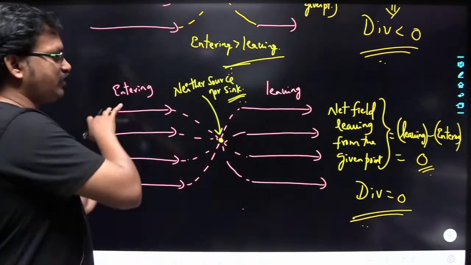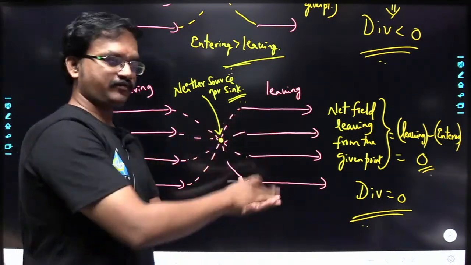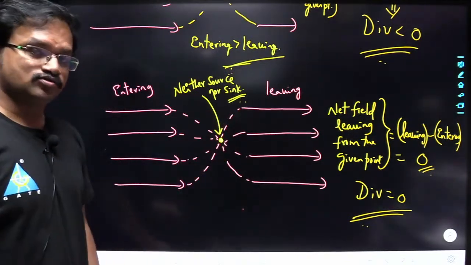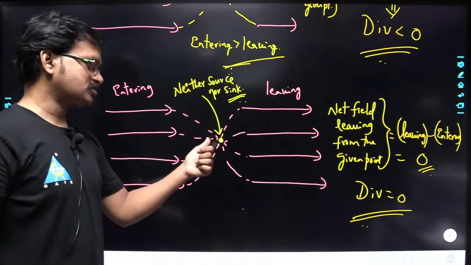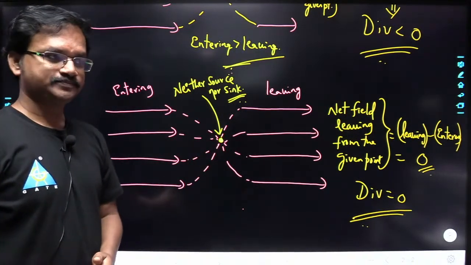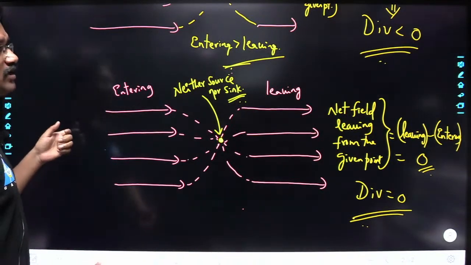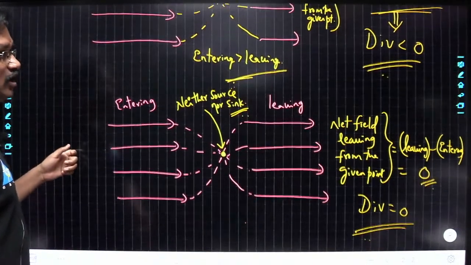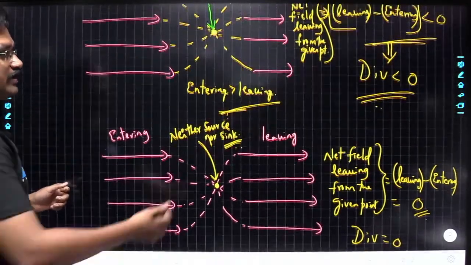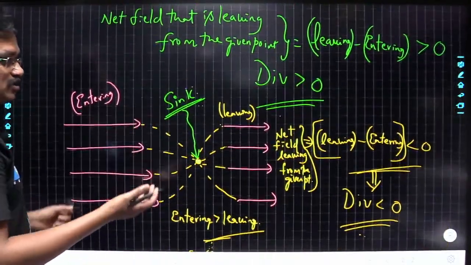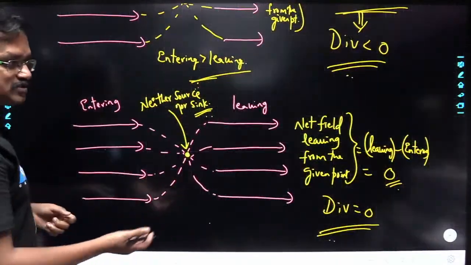So whatever the field that is entering, the same field is leaving, and hence in this case the divergence at this location will be equal to 0. That means neither source nor sink will exist at this point. Yes or no here? Okay. So I hope these examples are crystal clear. We have seen when you are going to get divergence less than 0, when greater than 0, and when equal to 0.